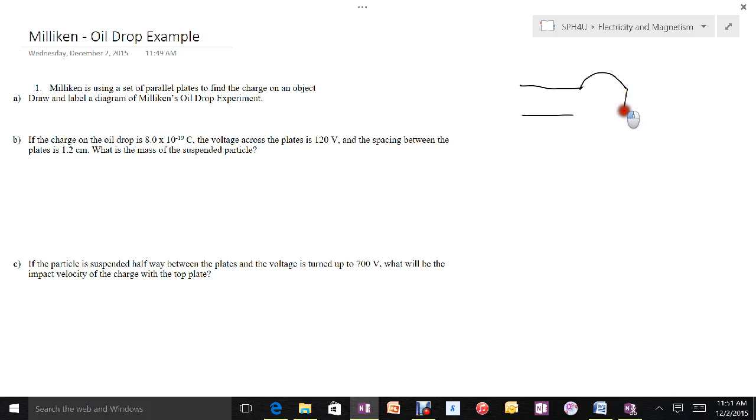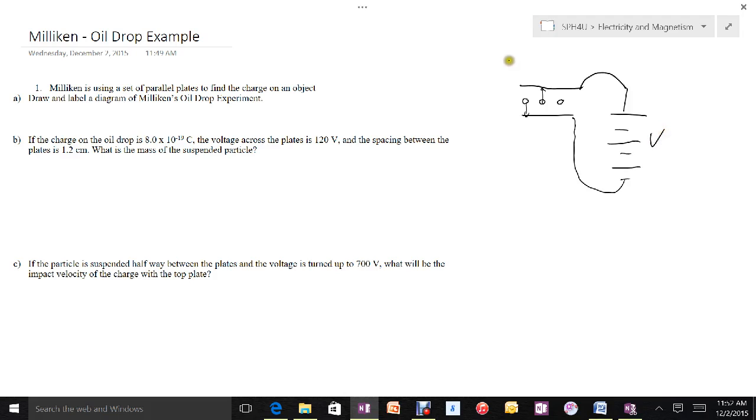to a battery. And it was pretty big voltage, so some big stack of batteries like that. And then he sprayed a bunch of oil drops in it. Some of the oil drops would be too heavy, so they'd fall down to the bottom. Some would be too light, so they'd float up. But some of the oil drops would sit right in between the two plates and be suspended. So that's what he did.